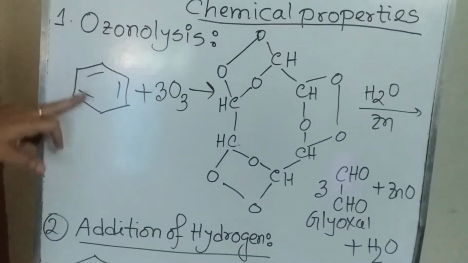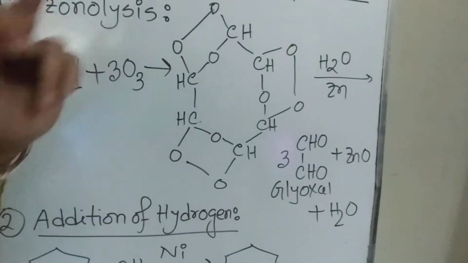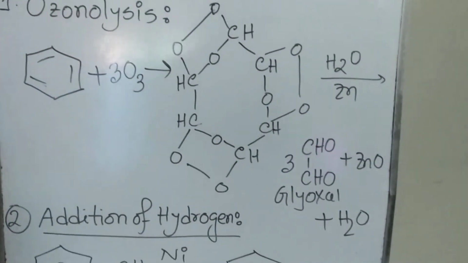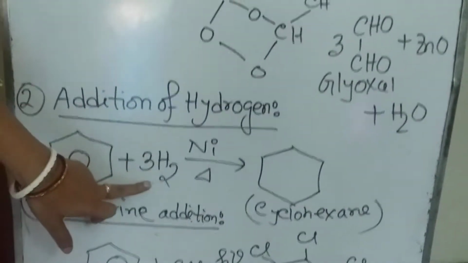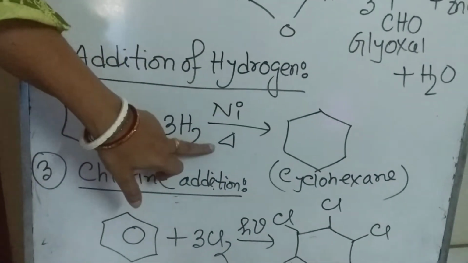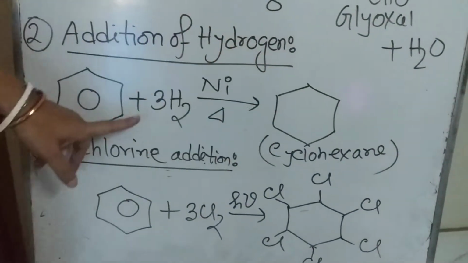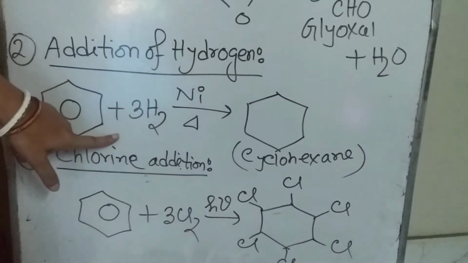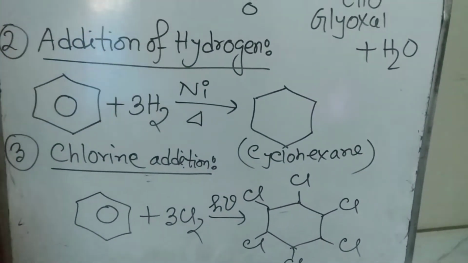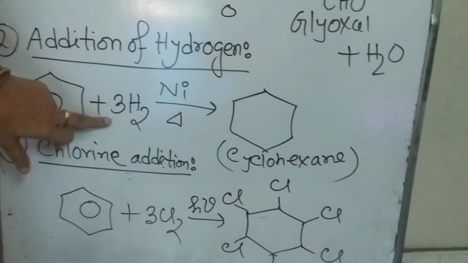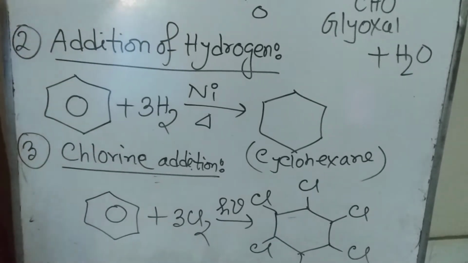So you have seen 3 double bonds are present and these 3 double bonds are occupied by 3 ozone molecules. Now come to the addition of hydrogen. When benzene reacts with hydrogen in presence of nickel, then it converts to cyclohexane. Here how many molecules of hydrogen are used? 3 molecules, because 1 molecule of hydrogen reacts with 1 double bond, and as here 3 double bonds are present, it reacts with 3 hydrogen molecules.